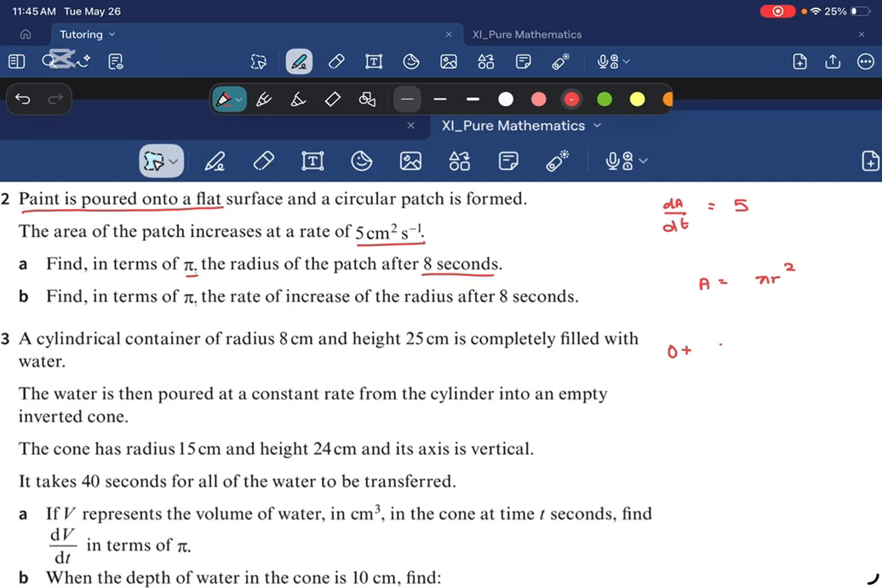So 0 plus 5 centimeters squared times how many seconds? 5 centimeters squared per second times 8 seconds. So that is going to be our area of the paint, the circular paint area, right? So second and per second will cancel out, so you get 40 centimeters squared. That is your area, and remember, area is just pi r squared.